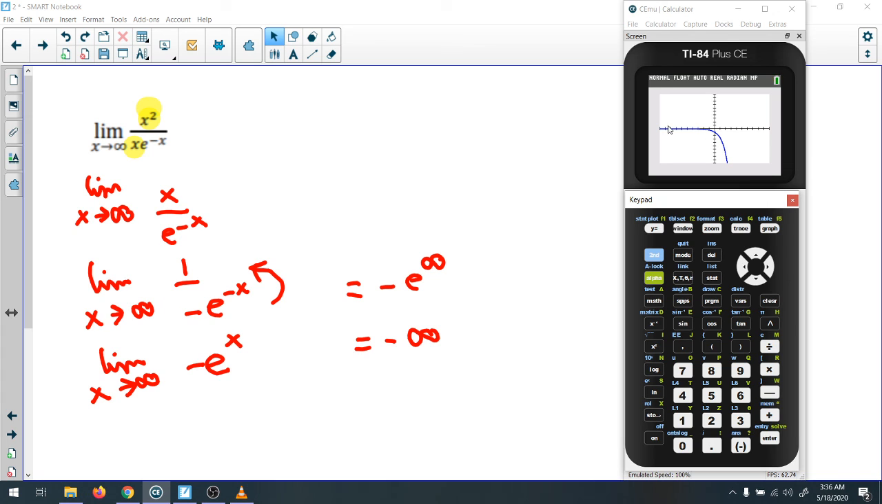As you see the graph here, look at the behavior of this function when x approaches infinity. It came from about 0, I think, and then went down to where? It goes down to negative infinity. So when x goes to infinity, the function goes down to negative infinity. So the limit of this function will be negative infinity.